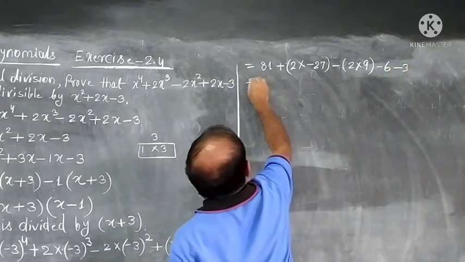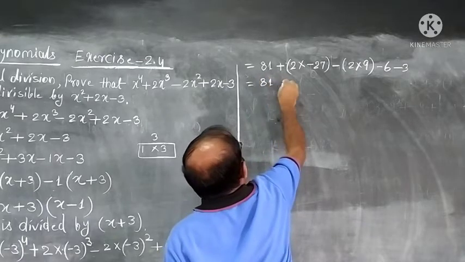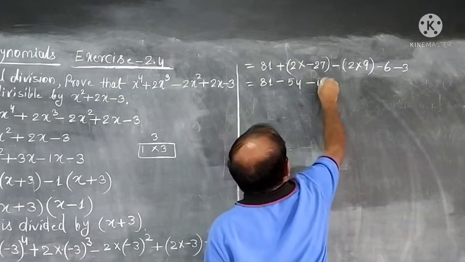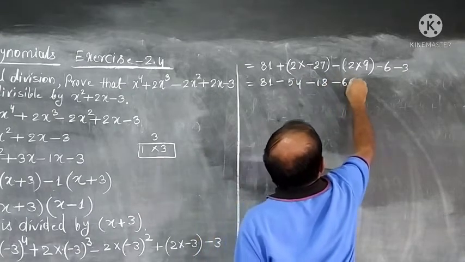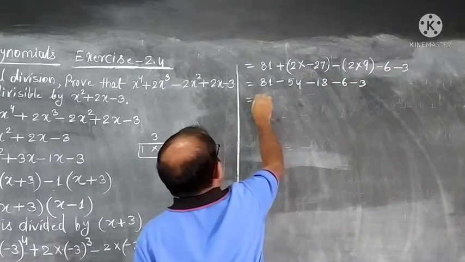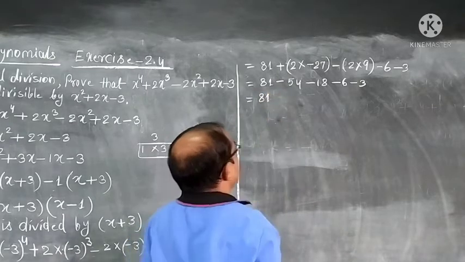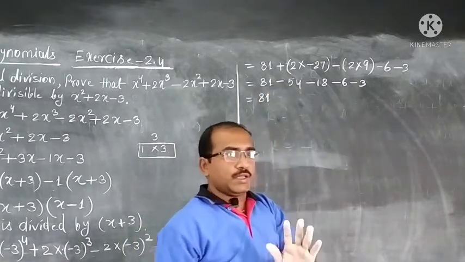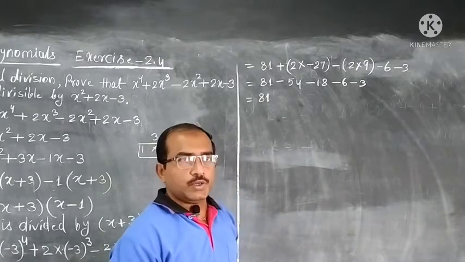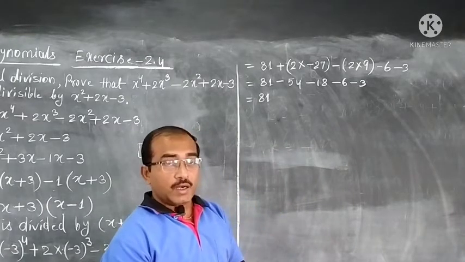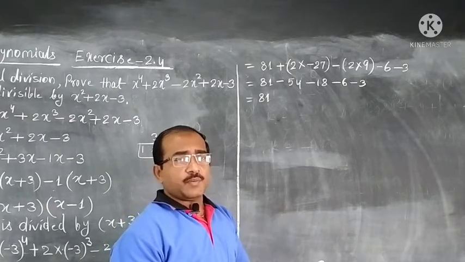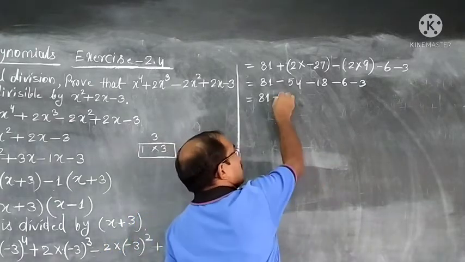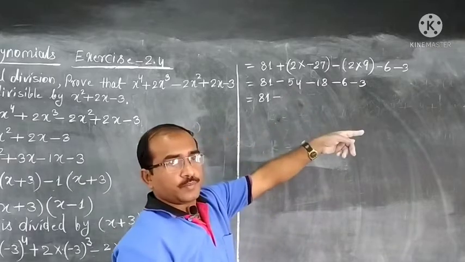We are finding the remainder: 81 minus 54 minus 18 minus 6 minus 3. Only 81 is positive here. The rest, 54, 18, 6, 3, are all negative. Same sign terms, what do we do? Same sign terms are added. The sign remains the same. All have a negative sign, so minus will remain and we will add them.